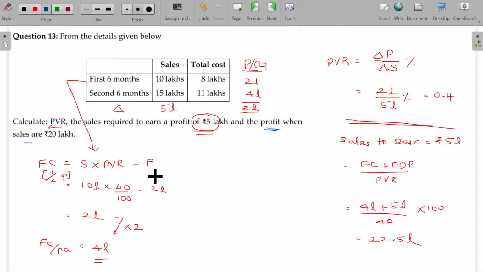And profit when the sales are 20 lakhs. Profit is equivalent to sales into PVR minus fixed cost. Here the sales is given as 20 lakhs and PVR being 40 percent. And fixed cost in this case being 4 lakhs, we already found out. So the ultimate profit in this case is 4 lakhs. Is that clear?